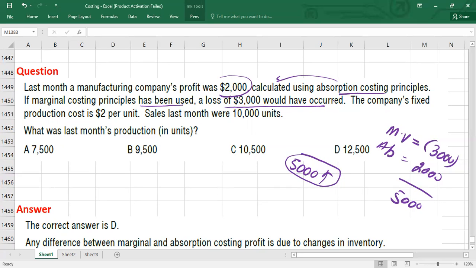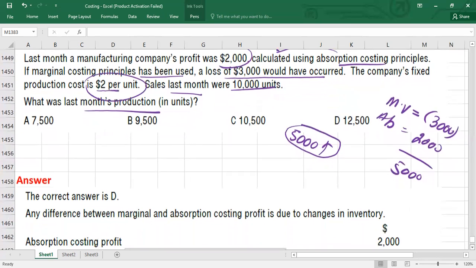The company's fixed production cost is $2 per unit. This is the fixed cost per unit given. Sales last month were 10,000 units. And what was last month's production in units? You have to calculate production in units. So, guys, just remember what the scenario is. We have an operating income under variable costing and under absorption costing, and here profit under absorption costing is higher and profit under variable costing is lower. This is the scenario.